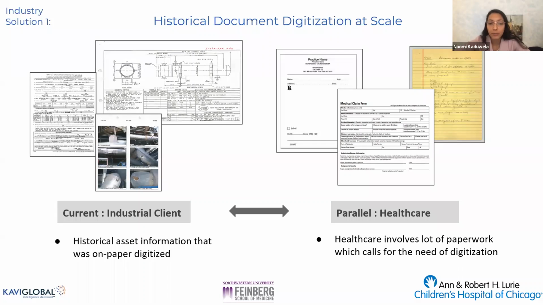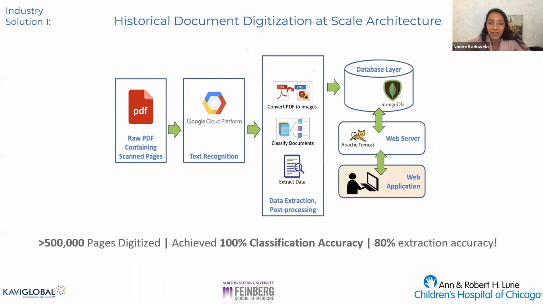This is very similar to the healthcare parallel, where we might have lots of different types of patient historical documentation, written prescriptions, that is not available when a doctor is at the time of care. So here we present a solution that is applicable across industry. On the next slide, you can see the high level architecture and output of our solution. A machine learning solution using Google Cloud platform text recognition.